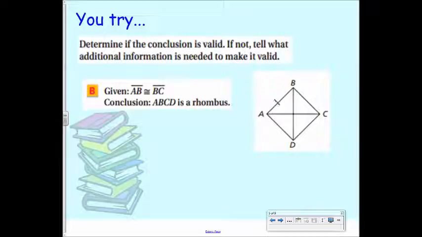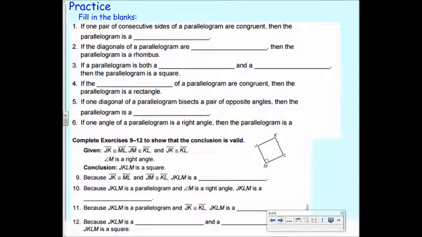Negative and flipped. Good. So the slope of BD would be what? You go down how many? So the slope of BD is negative 4 over 2. Good. Negative 4 over 2. What does that reduce to? Negative 2 or negative 2 over 1.